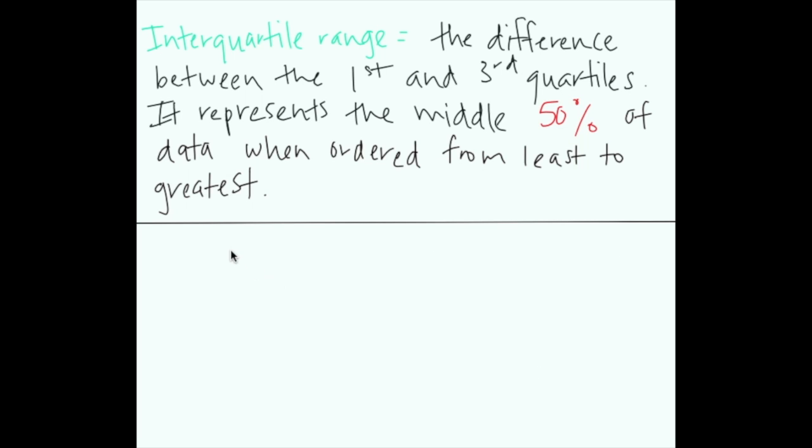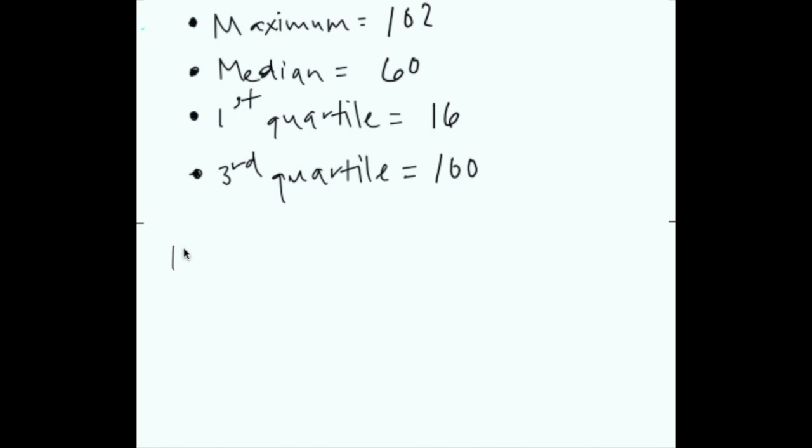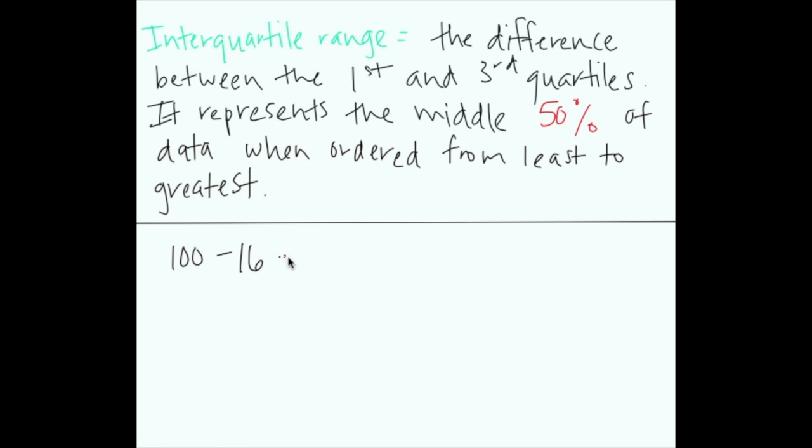Oftentimes, statisticians like to calculate something called the interquartile range. The interquartile range is the difference between the first and third quartiles, and it represents the middle 50% of data when ordered from least to greatest. The interquartile range of the data above is 100 minus 16, which is 84.